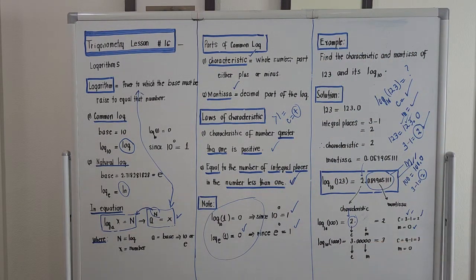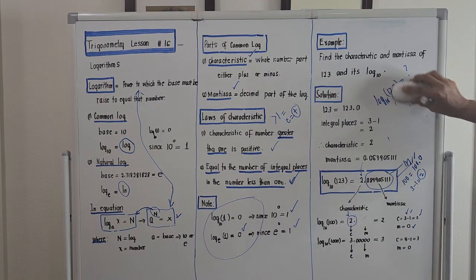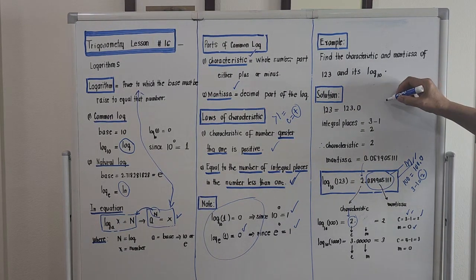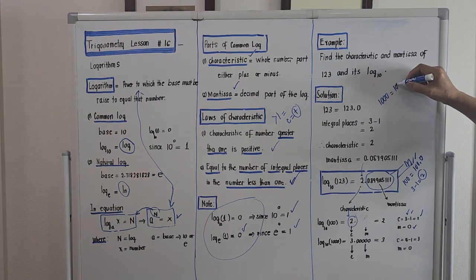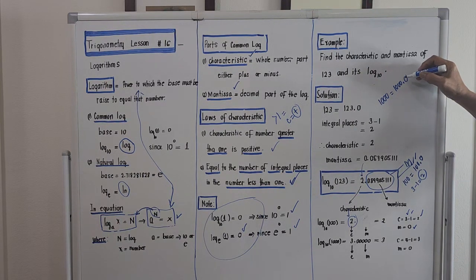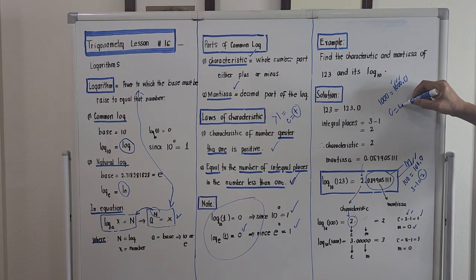How about 1000? How could we write 1000, including the decimal number? 1000 can be written as 1000 like that, then we place a decimal here, then 0. So to determine the logarithm of 1000 with the base of 10, we count the number of significant figures to the left of the decimal. It is 1, 2, 3, 4. So the characteristic now will be equal to 4 minus 1, and this should be equal to 3.